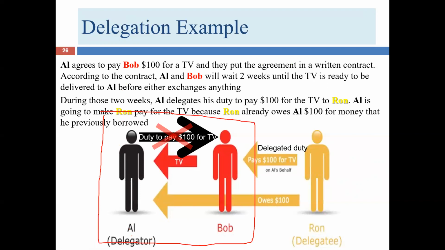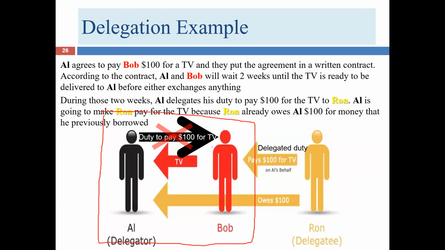We have two people in privity. We have Al and we have Bob. Al agrees to pay Bob $100 and Bob agrees to give Al a TV. And they reduce this to a contract. They've decided to wait 2 weeks until the TV is ready to be delivered before anyone exchanges anything.